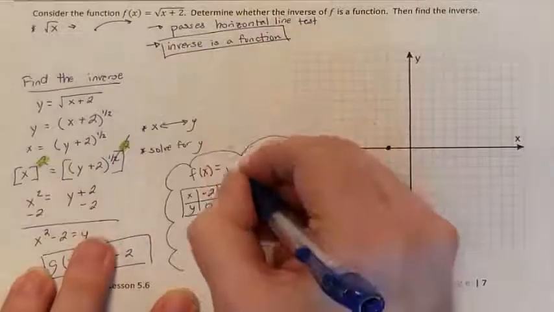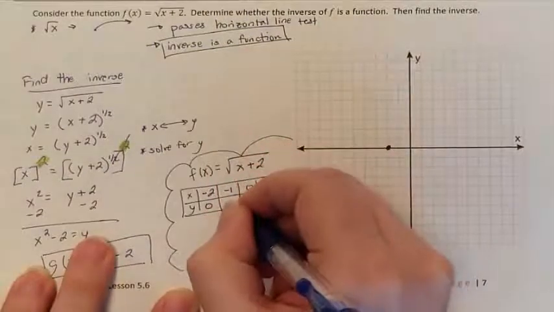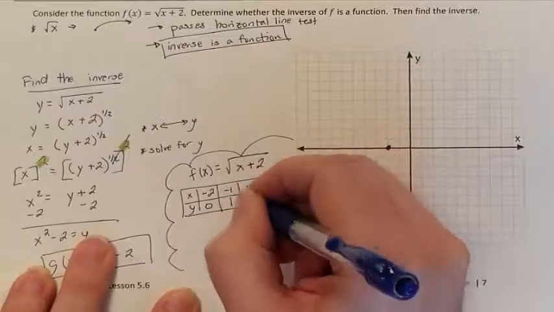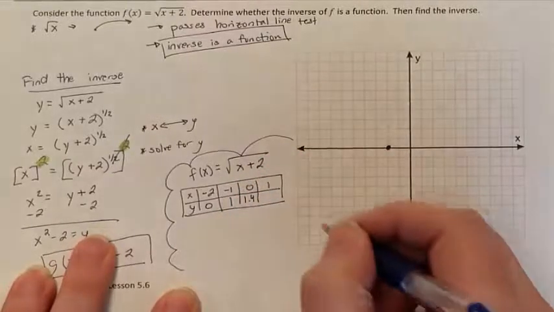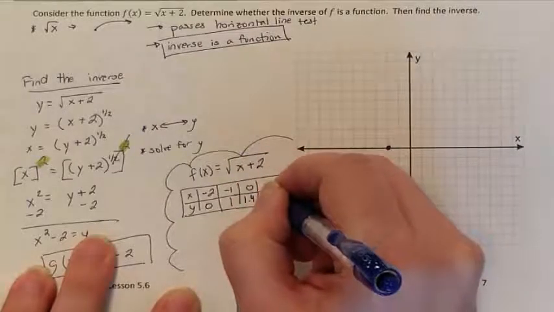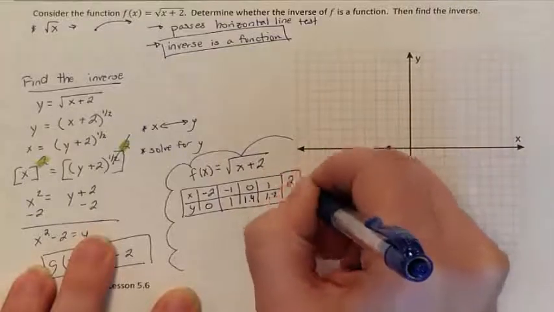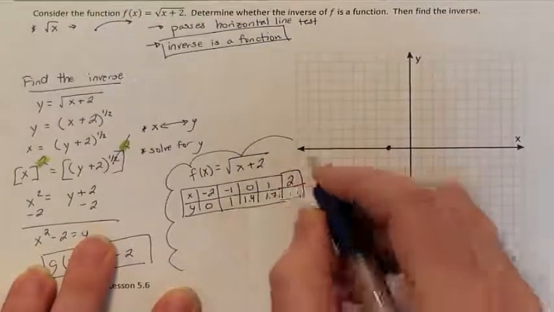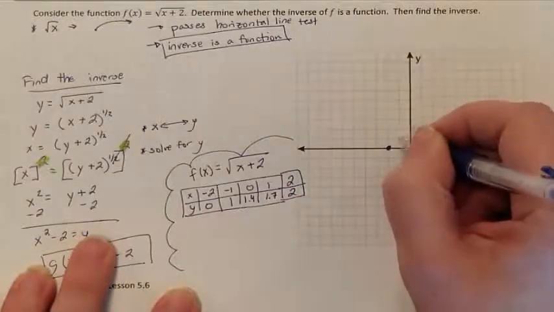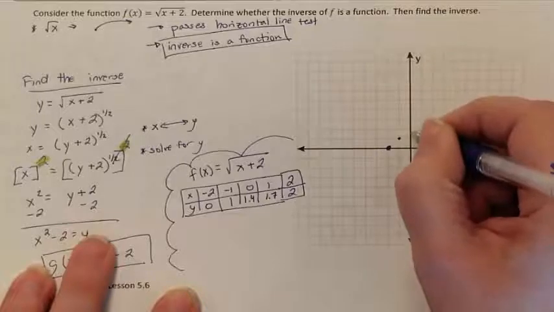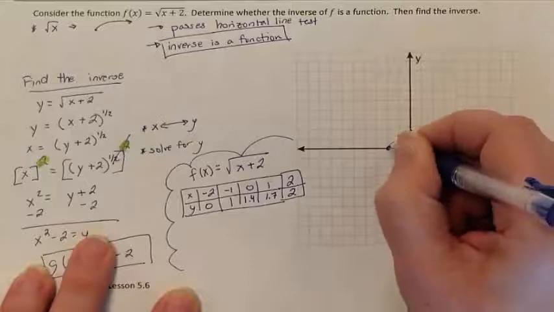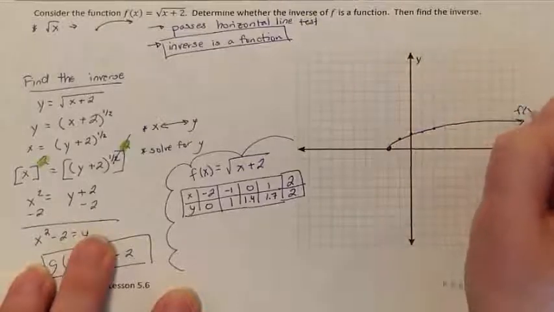-1 plugged into the original function would have given me 1. 0 plugged into this function would have given me the square root of 2, which is 1.4. 1 plugged into here, then the square root of 3, which gives me 1.7. Let's do one more. Let's actually find 2. 2 plugged in is the square root of 4, which gives me 2. So I already did -2, 0, -1, 1, 0, 1.4, 1, 1.7, 2, 2. Here is my f of x.